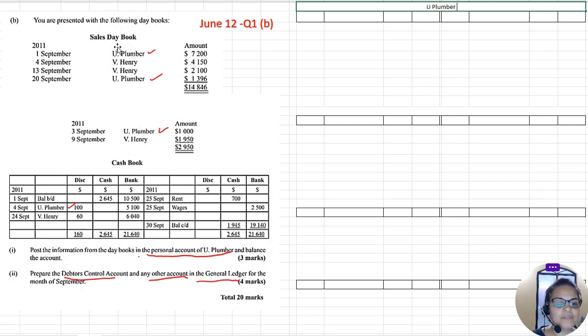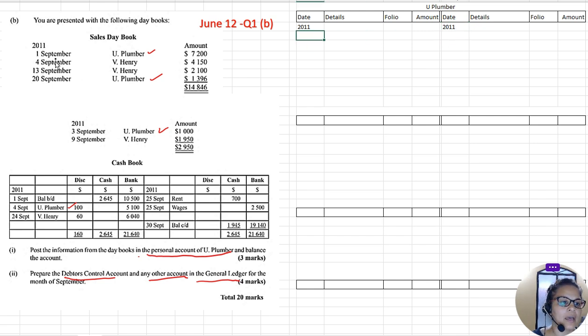But who is U Plumber? If he's in the sales daybook, that means it's credit sales, because the sales daybook represents credit sales, so he is a debtor, correct? So debtors will have a debit entry. Let's put in our details: date, details, folio, and amount. And what period of time is this? We are in 2011, so we put the year. I'll put the year here as well.